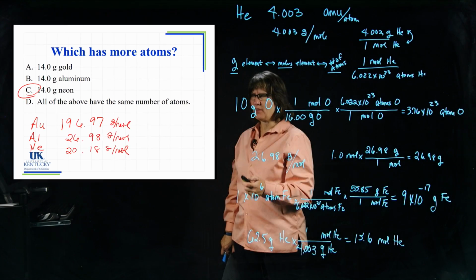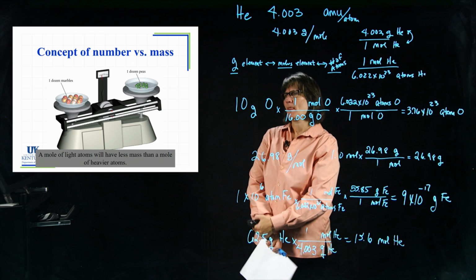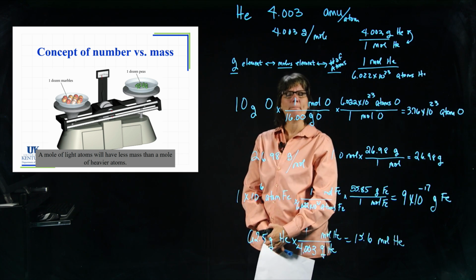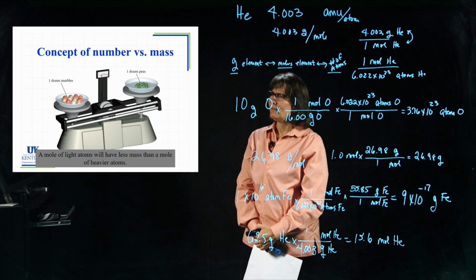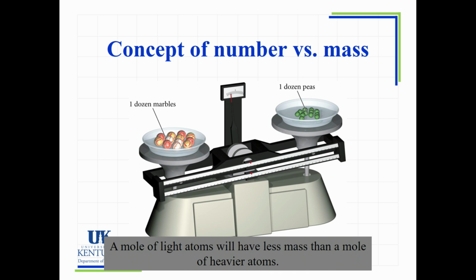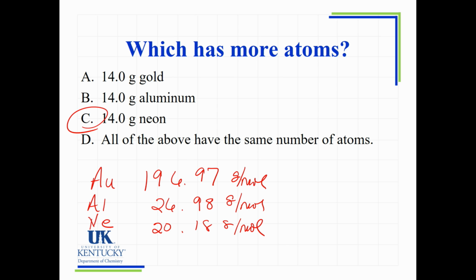Now, let's think about this in terms of this next image here. Number versus mass. I've got marbles and I have peas, and I have the same number of peas as I have marbles. There's a dozen. But we know that marbles per pea weigh a lot more. So this is kind of the opposite of the previous problem. If you have the same number of each one, the one that weighs more per item is going to weigh more. Okay? So a mole of light atoms would have less mass than a mole of heavy atoms. And that's kind of the opposite concept of what was done in this problem.